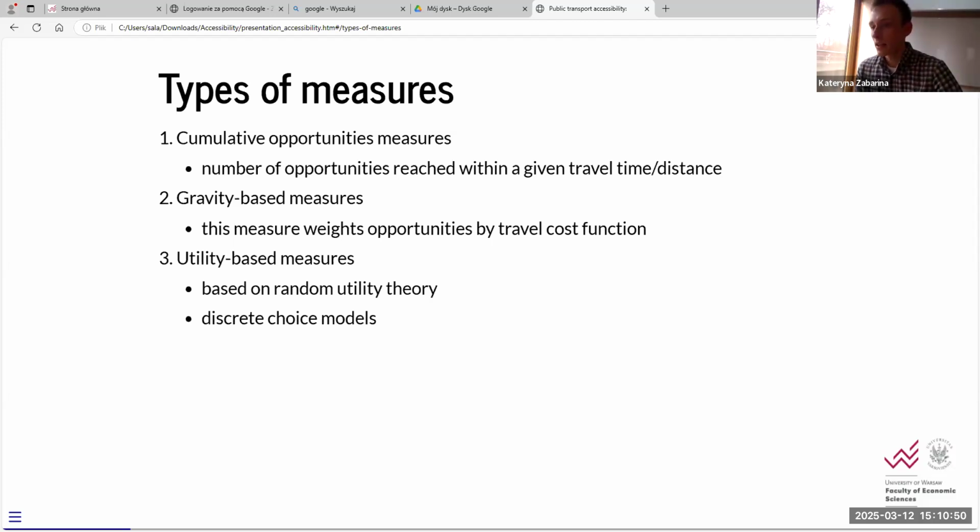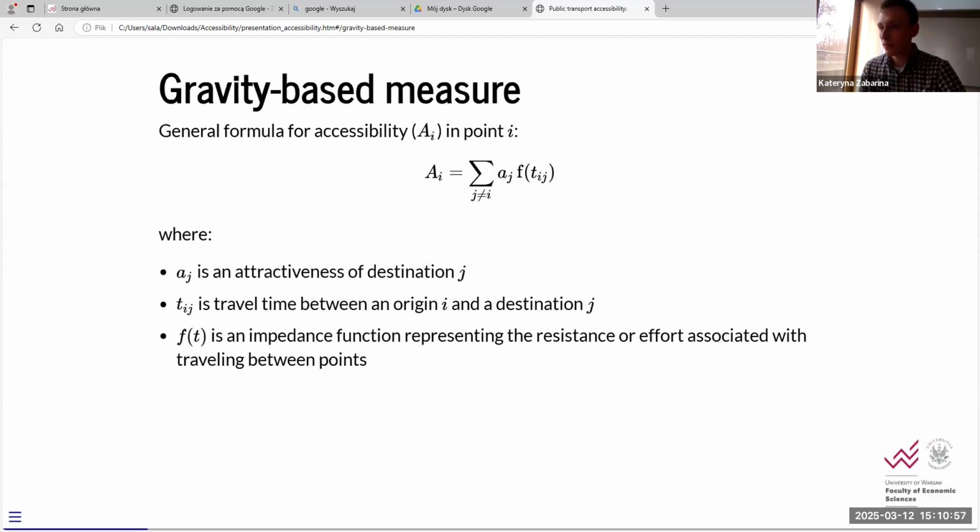But in this seminar today, we are going to focus on gravity-based measures. So what's the basic formula of the gravity-based measure? It's like in Newtonian physics, I would say. So the accessibility at point i is defined as a sum of all destinations, and they are represented by a little a, which is attractiveness of destination. This is a sum, and it's weighted with travel time between an origin and destination. Yes, so these are the two components.